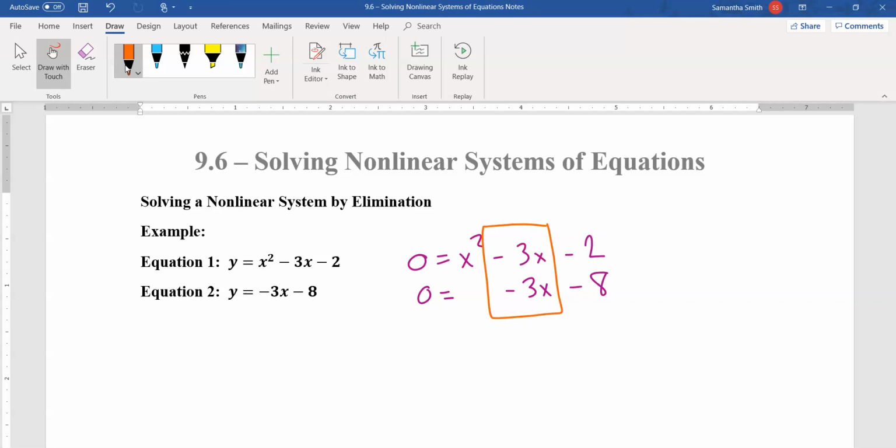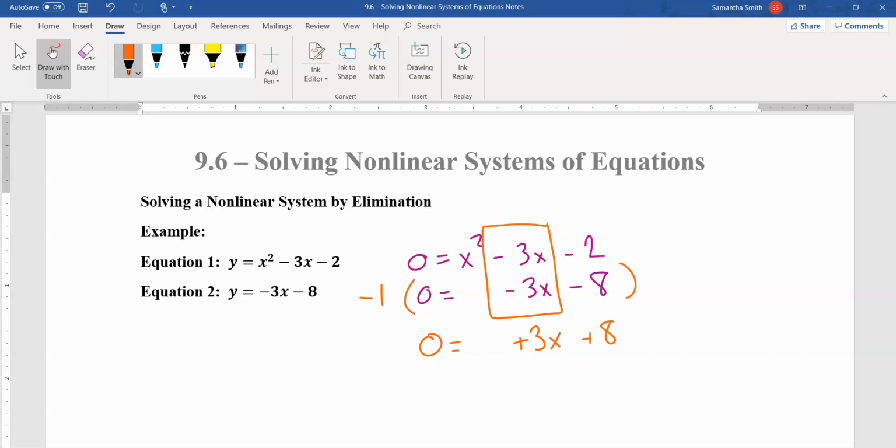But then I need one to be positive, one to be negative. In this case, I have both negatives. So it's going to be easier for me to switch the bottom one and multiply the entire equation by a negative number. A negative 1 specifically to make it all positive. So I'm going to multiply this whole thing by a negative 1. So now I'm going to rewrite. I've still got 0 because 0 times anything is 0. And still leave under x squared blank, but this is now a positive 3x and a positive 8.